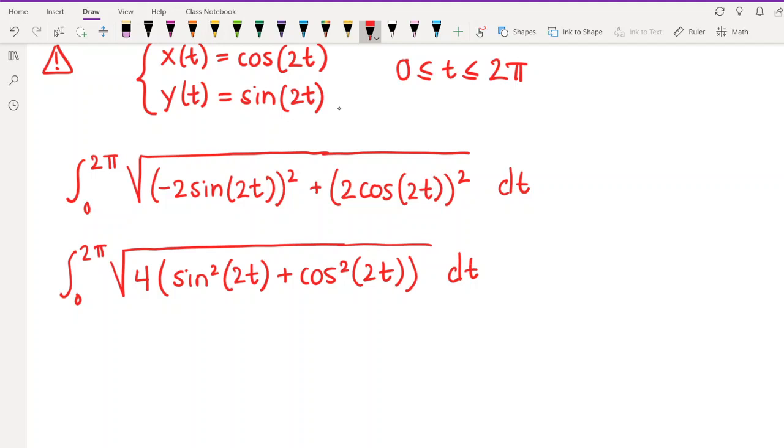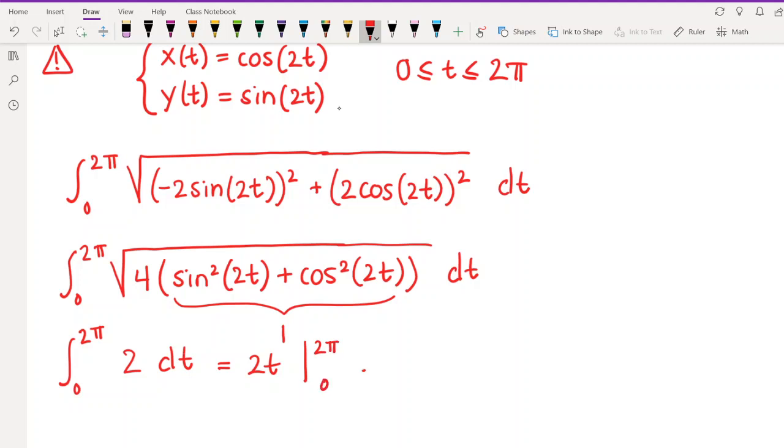And so this would end up being the integral from 0 to 2 pi of, last time we just had 1 inside the square root. This time, this part is equal to 1, but we still have a 4. So we would take the square root of 4 and get 2. And so our antiderivative would be 2t evaluated at 2 pi and at 0. And so we would get 4 pi. And that's not right. That's not the circumference of the unit circle. So why is that answer wrong?